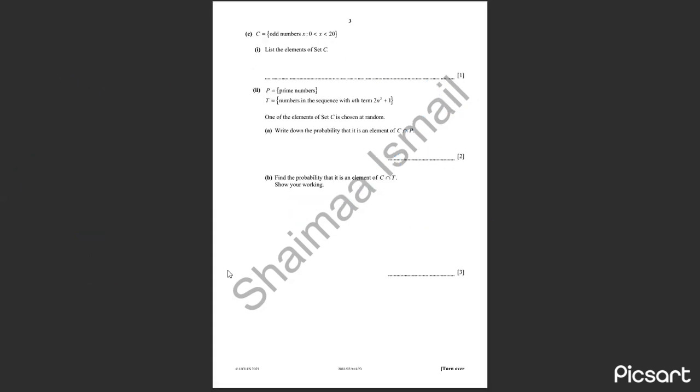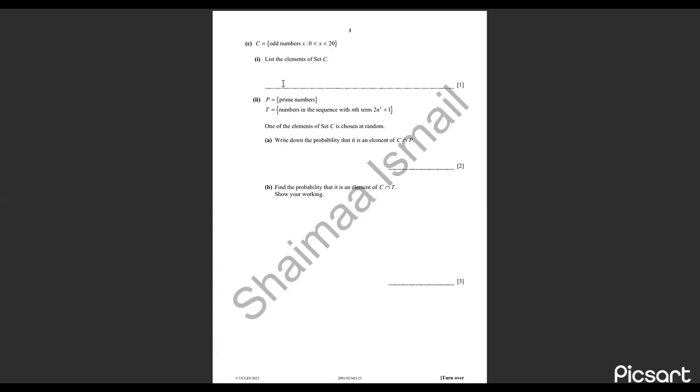Okay, part C here: odd numbers. List all the elements of the set from 0 to 20. The odd numbers are 1, 3, 5, 7, 9, and so on. The prime numbers are 2, 3, 7, 11, 13, 17 and 19. If you count how many you find, it's 7 out of 10. So the probability of C intersect the prime numbers will be 7 out of 10.